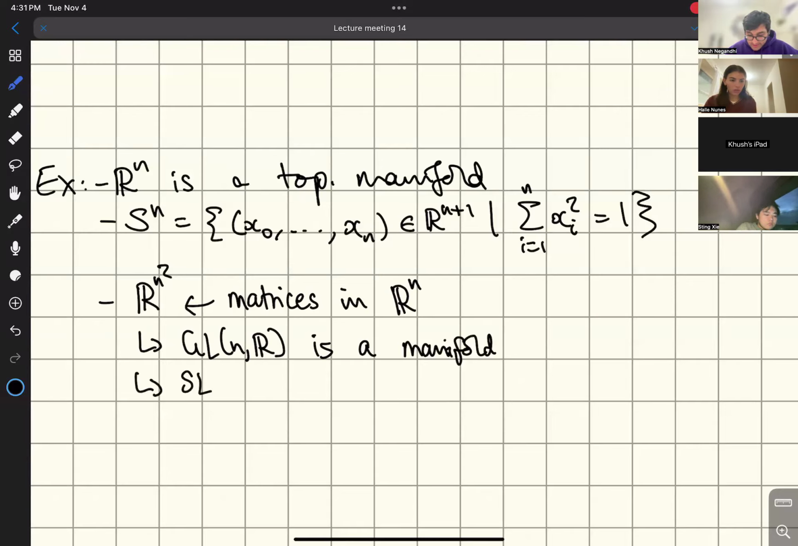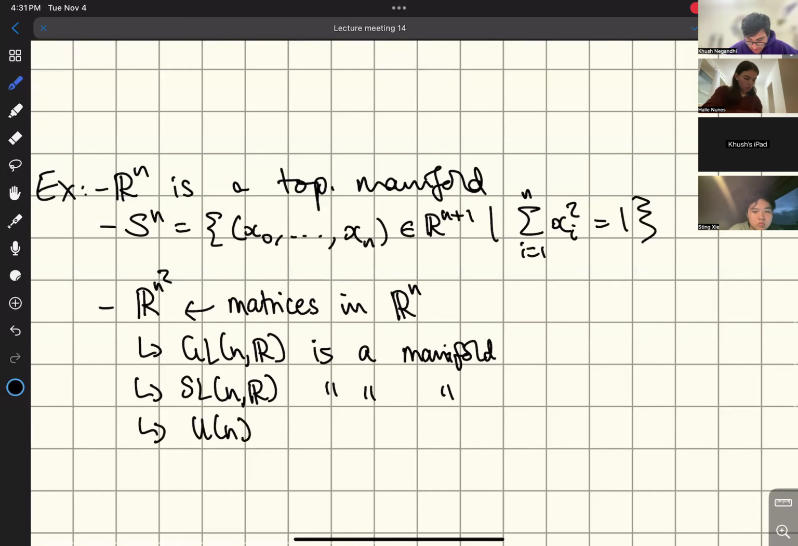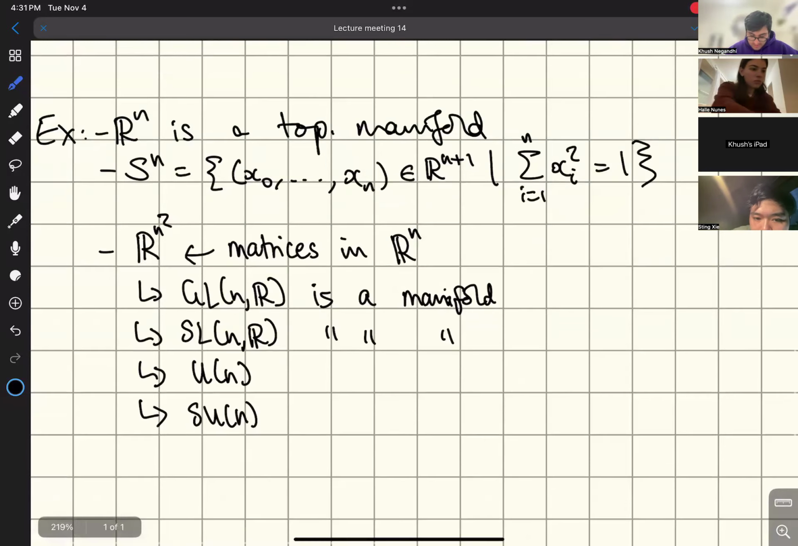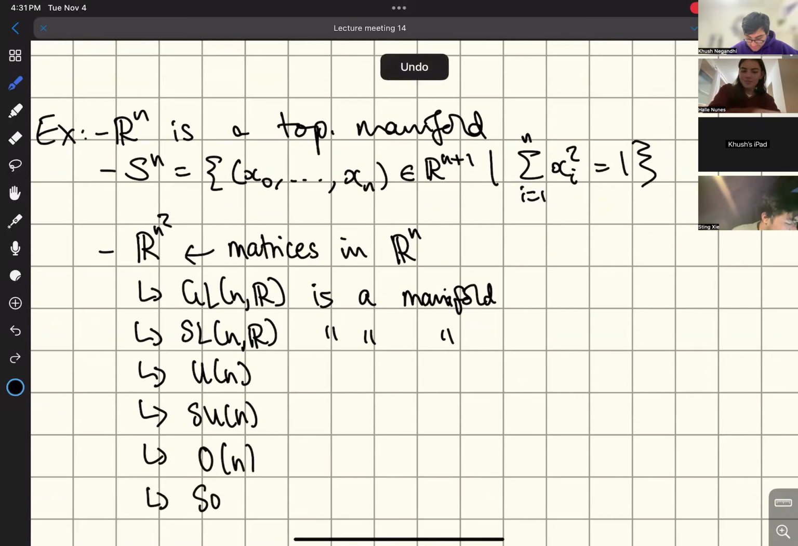The special linear group is a manifold. The unitary group, the special unitary group, the orthogonal group, the special orthogonal group. All of these are examples of manifolds. Okay, they're all manifolds.